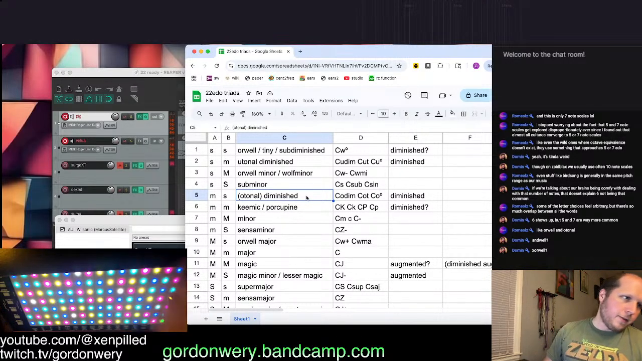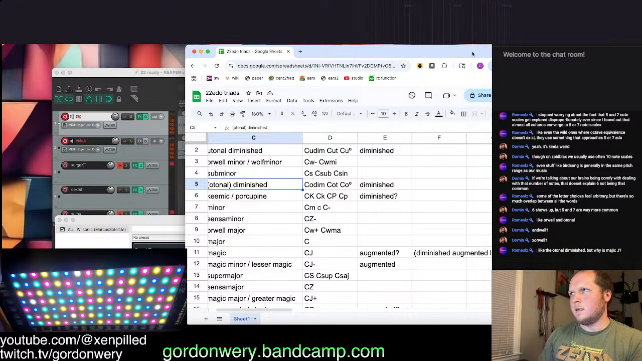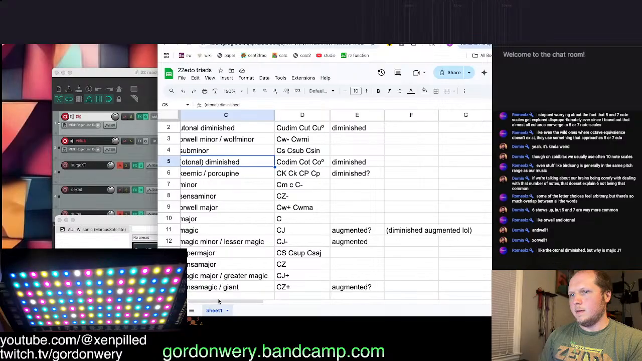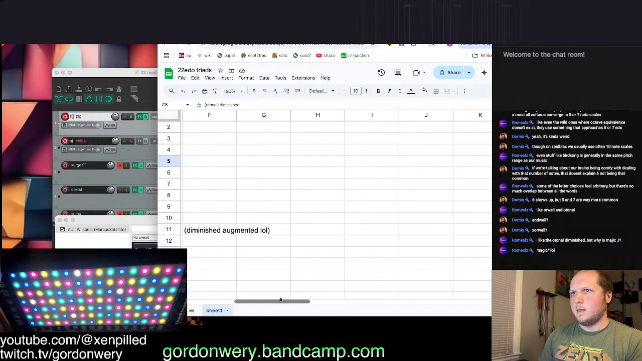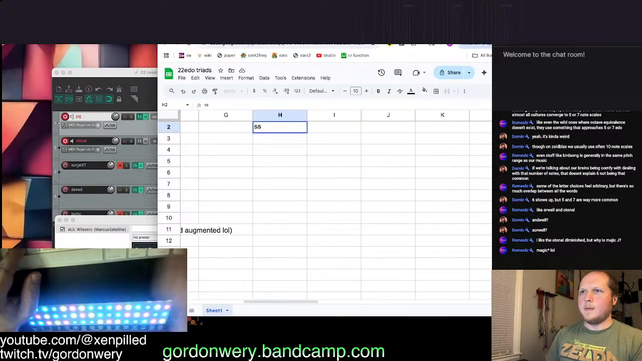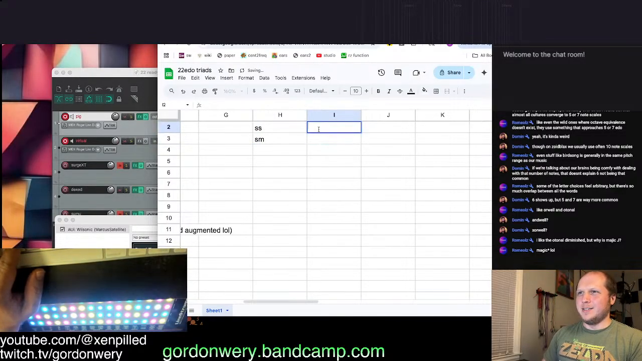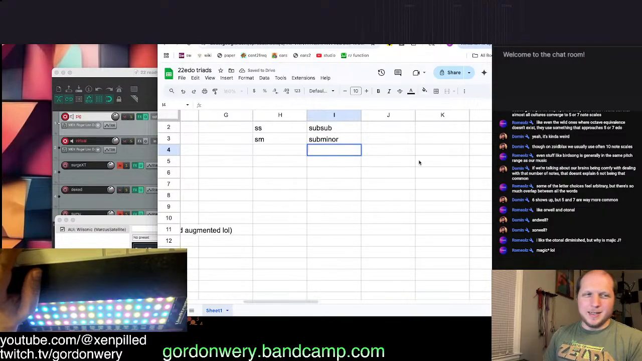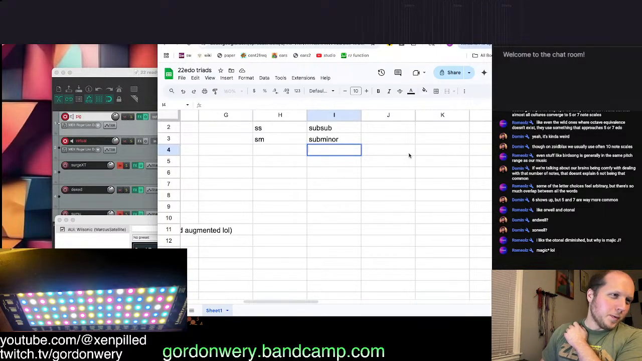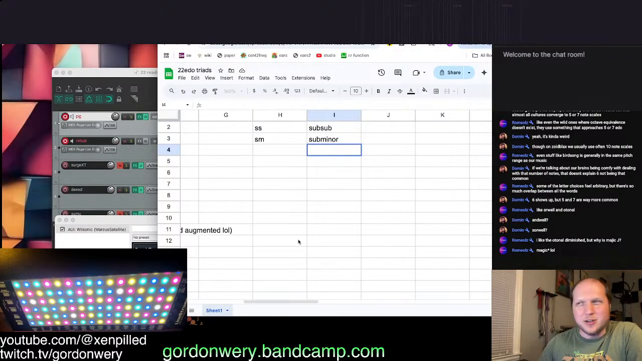Another thing that you could do that I think would be less fun is you could literally just call these chords sub sub sub minor, minor sub. You know what I mean? Major super super major. You could just literally call them all that. Just say the thirds.